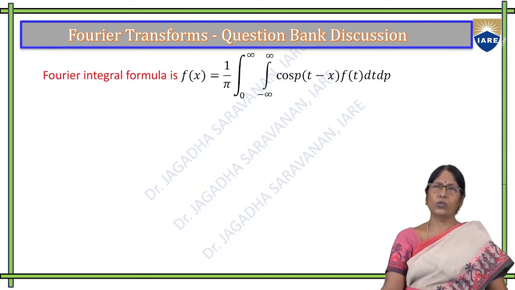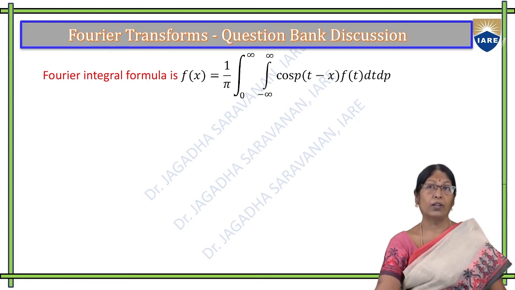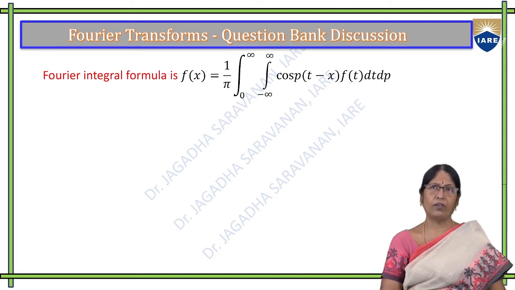Now, in the question bank, what are the definitions? How many of the 50 questions are possible? What are the important points we are going to discuss in this topic? Now, the Fourier integral formula.